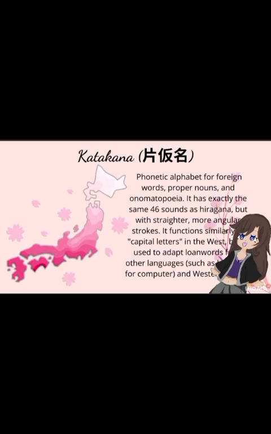Vowels: A, I, U, E, O. Row K: Ka, Ki, Ku, Ke, Ko. Row S: Sa, Shi, Su, Se, So. Row T: Ta, Chi, Tsu, Te, To. Row N: Na, Ni, Nu, Ne, No. Row H: Ha, Hi, Fu, He, Ho. Row M: Ma, Mi, Mu, Me, Mo. Row Y: Ya, Yu, Yo. Row R: Ra, Ri, Ru, Re, Ro. Row W: Wa, Wo.